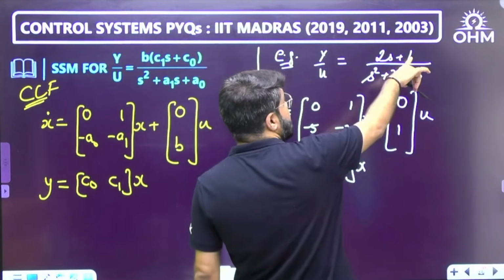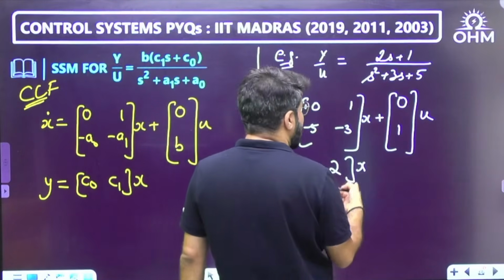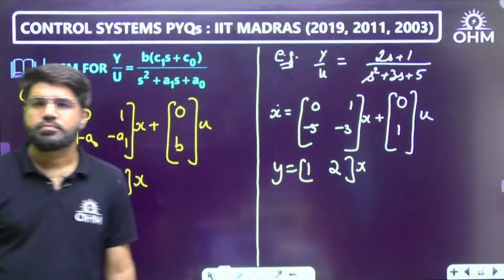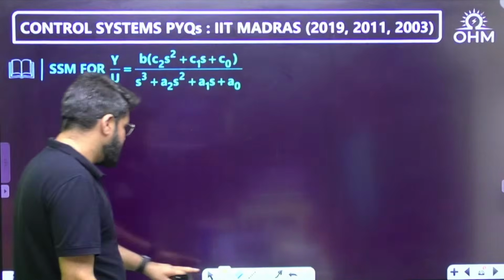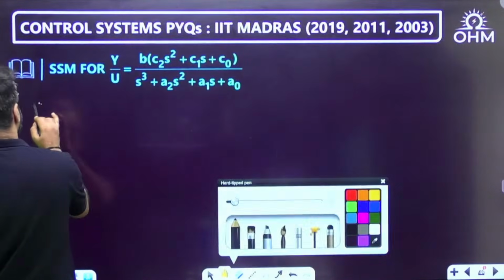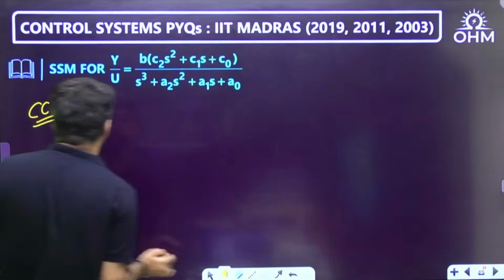Okay, what is the constant of numerator? 1. Then go reverse to 1 and 2. Don't change the sign here. Similarly, if it is a third order system, if you understand for third order, you can write down for fourth order also. Okay, write down the state space model.